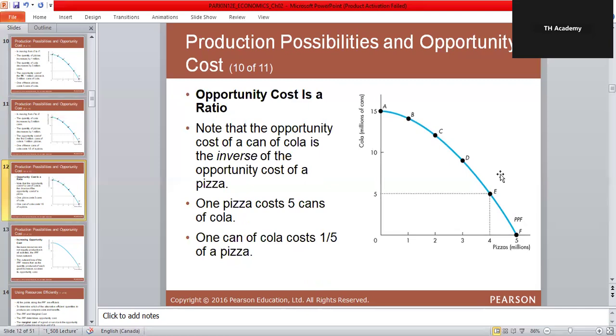Opportunity cost as a ratio. Now let's understand this one. Opportunity cost can also be written as a ratio. Look at our example. One pizza costs 5 cans of cola. 1 can of cola costs 1 upon 5 of a pizza. It's like a flip. The cost of one good is the inverse of the other. So economists like to think in ratios because it makes comparing costs easy. So the opportunity cost is all about what you give up for what you get, and the ratio helps you see it clearly.